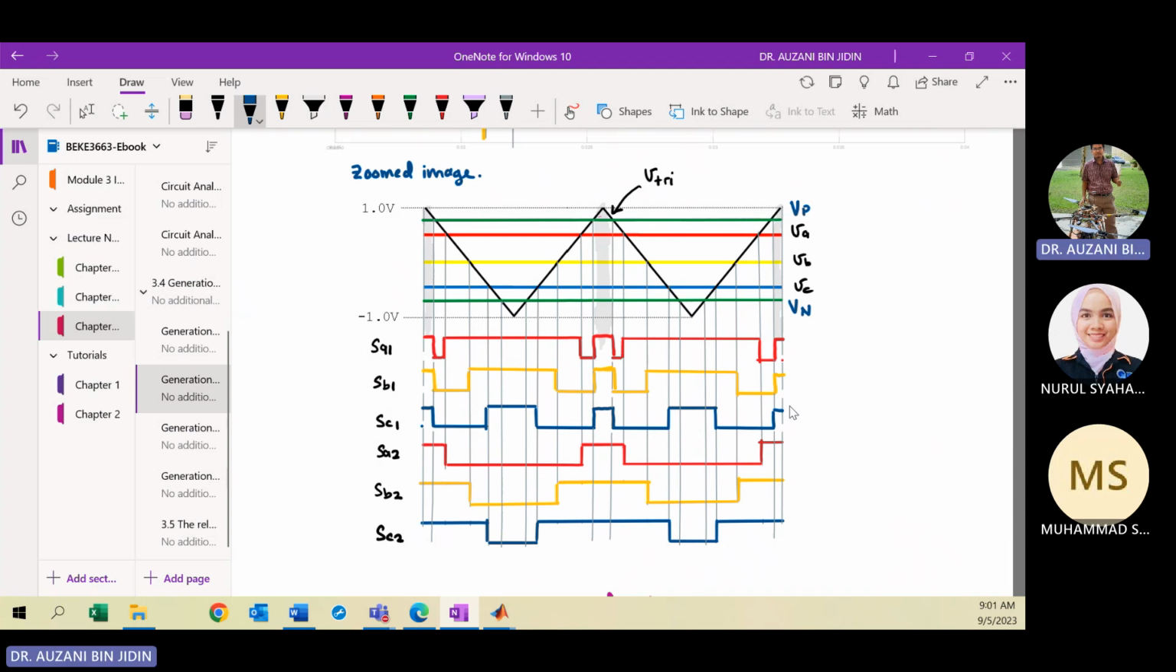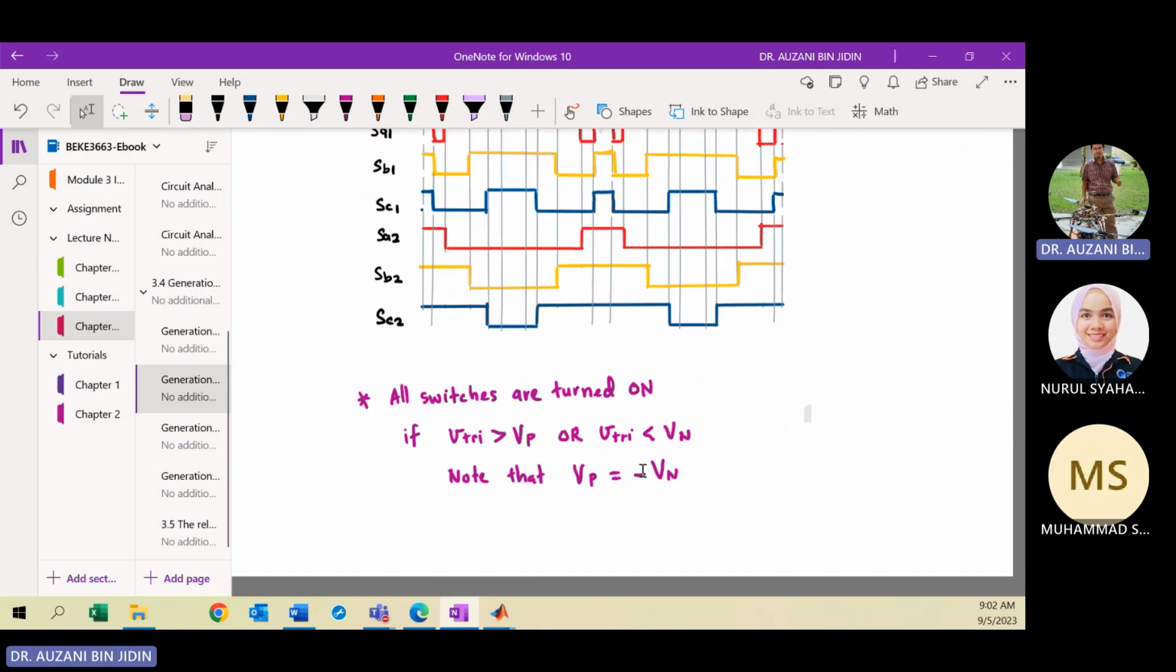So for the first condition, when your triangular waveform is larger than VP, all switching states are turned on. So you need to modify the switching state for controlling the top switches. Okay, now how about the bottom switching state? So you need to look at the second condition.